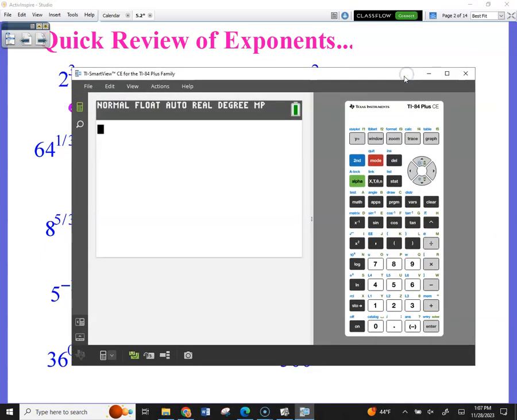Square root 25 cubed. All right, here we go. So square root 25. Hit the caret button. Cubed. There you go.